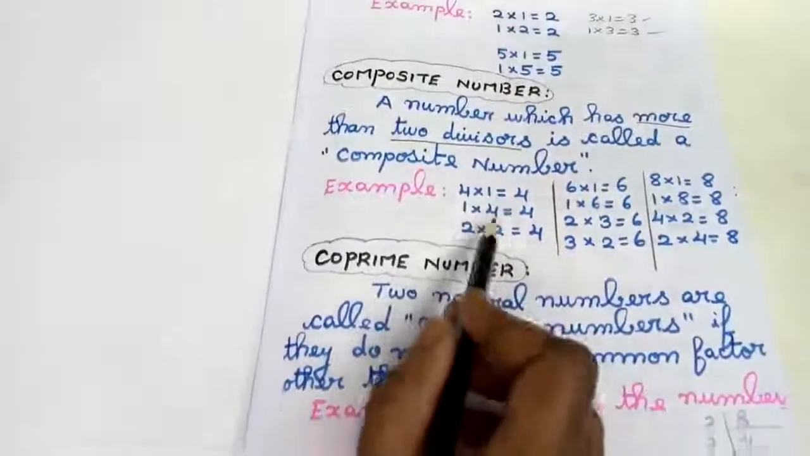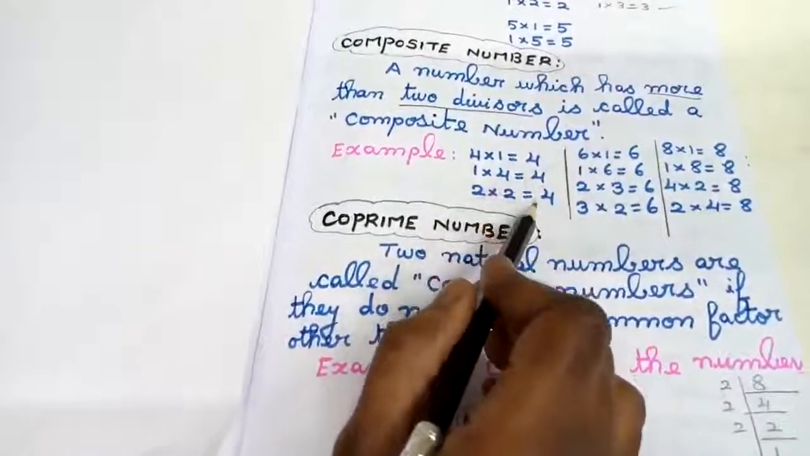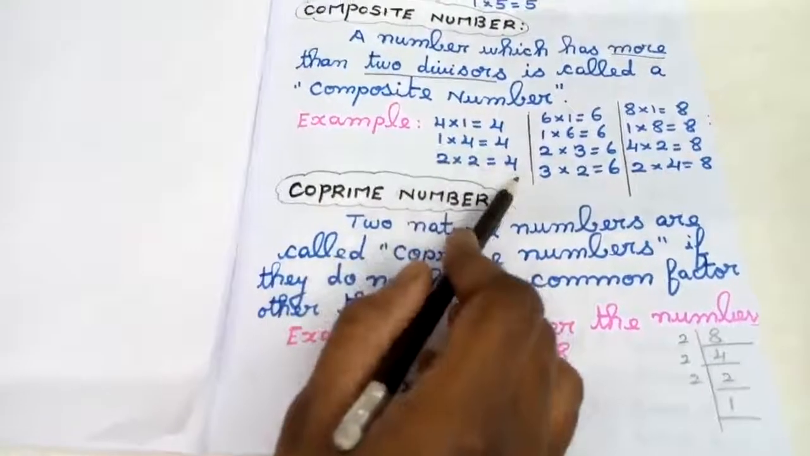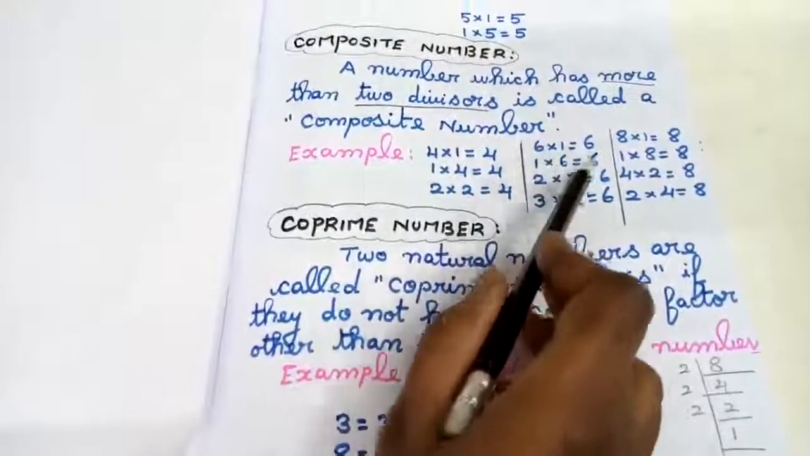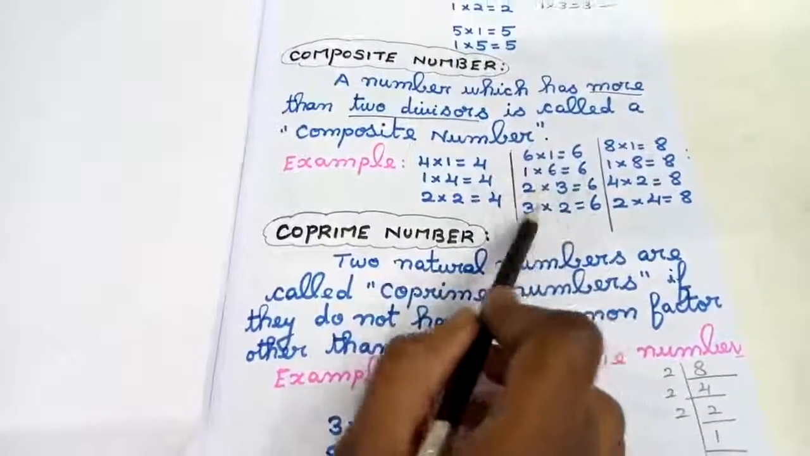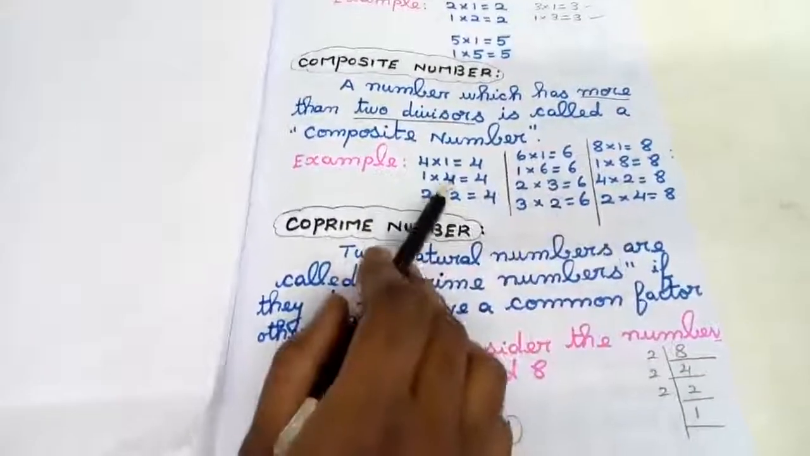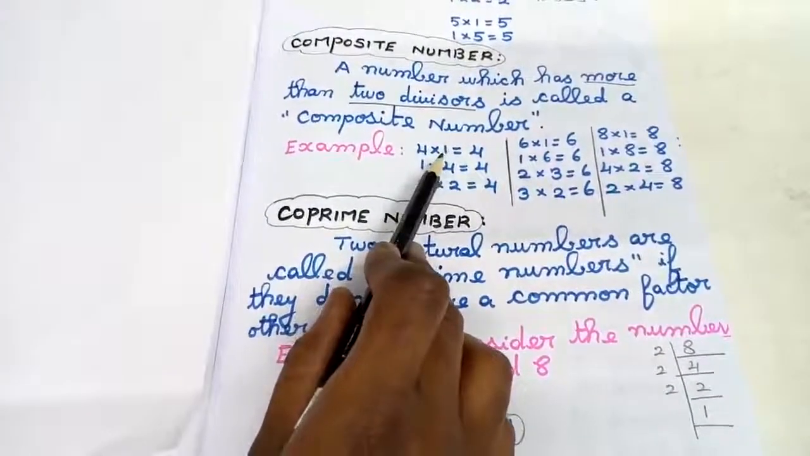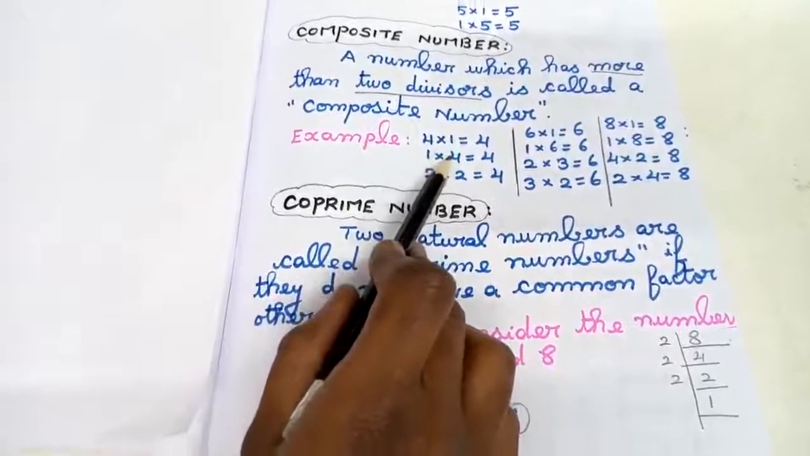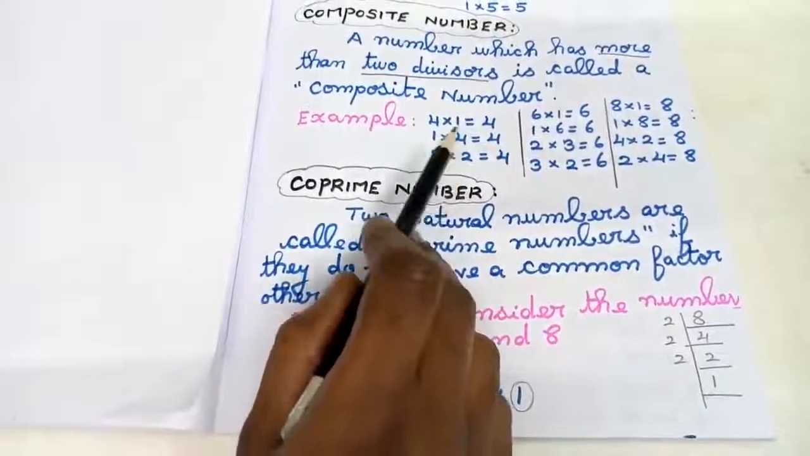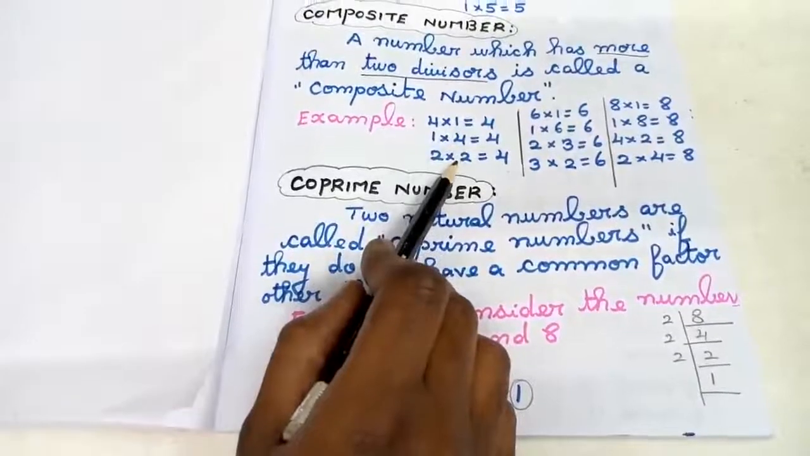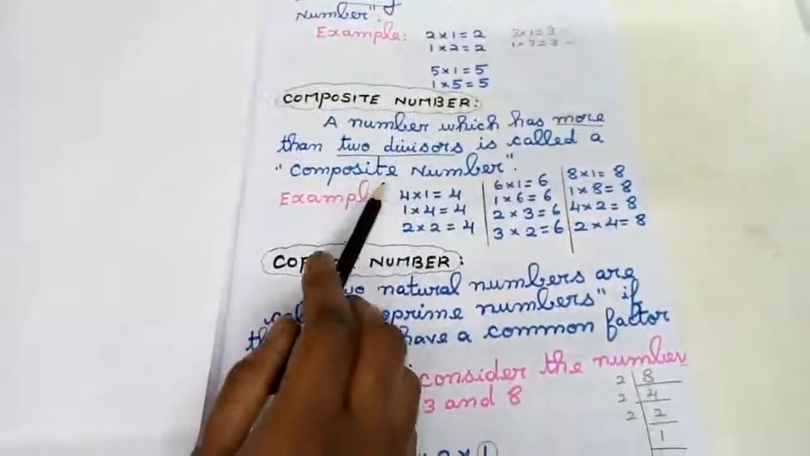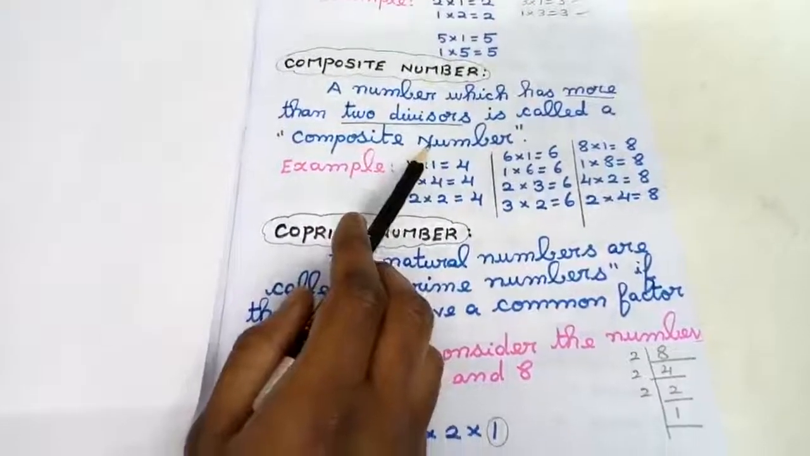So if I take the number 4, I should get the answer 4 while multiplying, means 4 ones are 4, 1 fours are 4, 2 twos are 4. Similarly 6: 6 ones are 6, 1 six are 6, 2 threes are 6, 3 twos are 6, and similarly 8. If you see all these, in this place also the number is divided by 1 and itself, and other than that I am getting another divisor. So it is crossing more than 2 divisors. A number which has more than 2 divisors is called a composite number. So that is the difference between prime and composite.